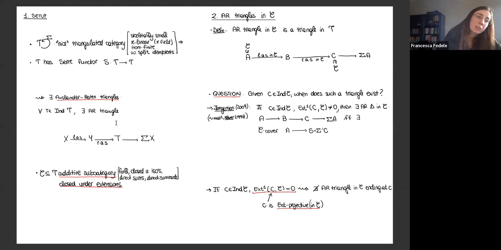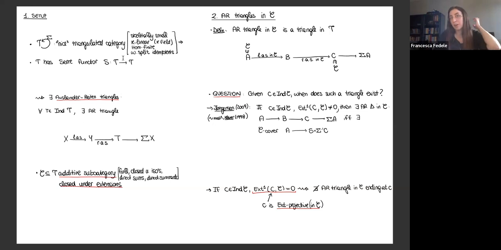And then similarly, there is a dual notion for the object ending at T. So the morphisms ending at T, there are not split epimorphisms. These factor through Y. And this is why we call the second map a right almost split morphism.